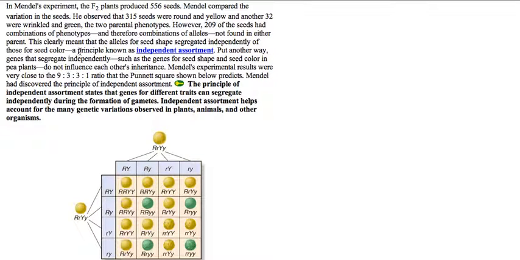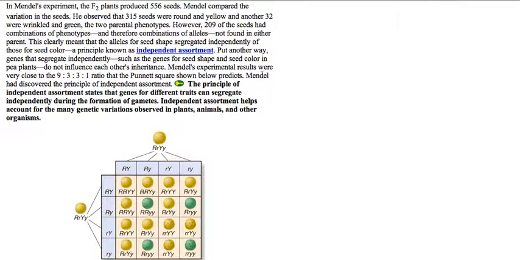This clearly meant that the alleles for seed shape segregated independently of those alleles for seed color, a principle known as independent assortment. Put another way, genes that segregate independently, such as the genes for seed shape and seed color in pea plants, do not influence each other's inheritance.